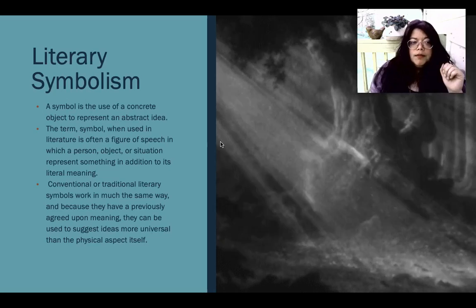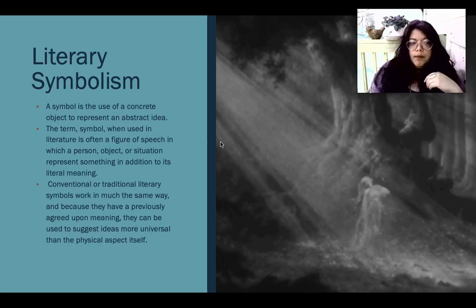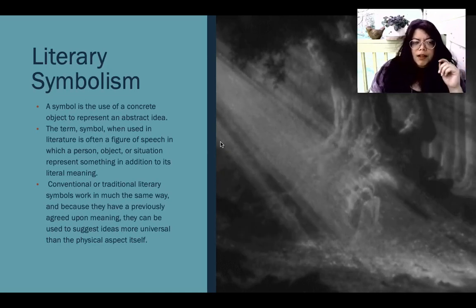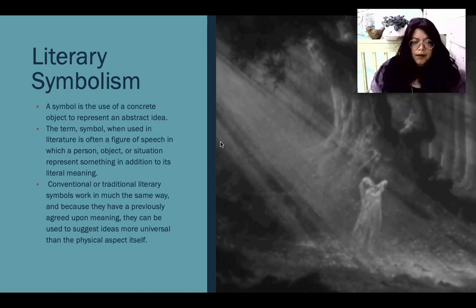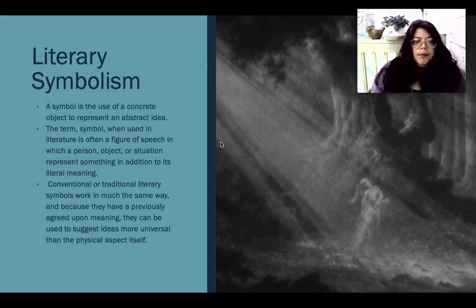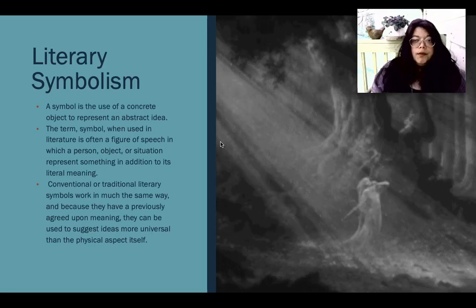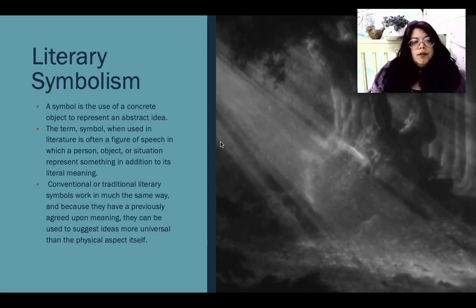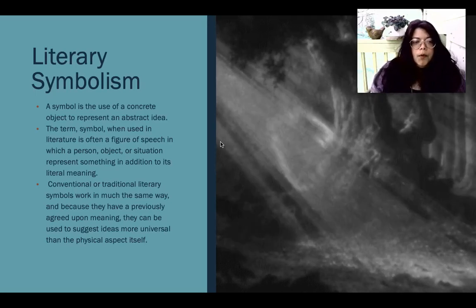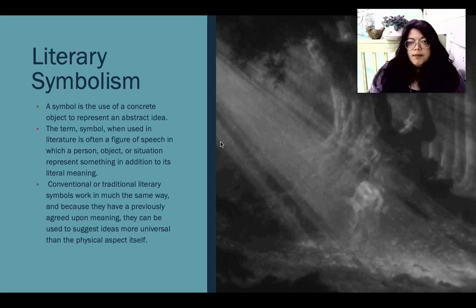So a symbol is the use of a concrete object to represent an abstract idea. The term symbol, when used in literature, is often a figure of speech in which a person, object, or situation represents something in addition to its literal meaning. Conventional or traditional literary symbols work in much the same way, and because they have a previously agreed upon meaning, they can be used to suggest ideas more universal than the physical aspects themselves.